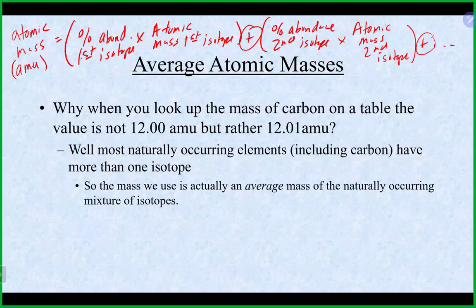So again, basically, you're just going to take the percentage of each isotope times the atomic mass of each isotope, and then add it to the percentage of the next isotope times, obviously, the atomic mass of the next isotope. The key there is you do have to convert the percentage into a decimal. So again, you could either divide by 100 or move the decimal place 2 places to the left.